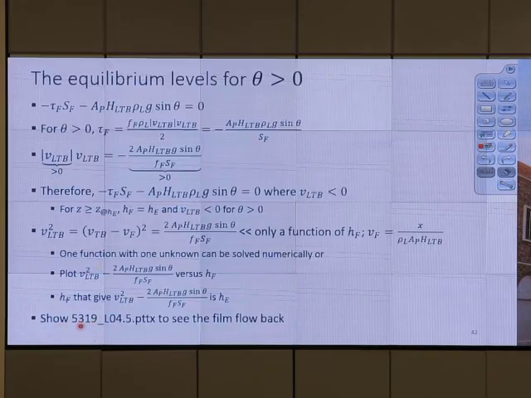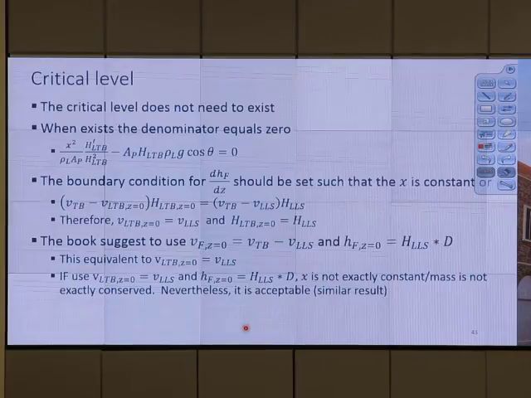So have you seen the film moving backward yet? Flow with the film moving backward in the lab. I don't show you any of that, but you have seen it in the lab already. And did we go through this? Liquid height does not need to exist. We may or may not have equilibrium liquid height. This one is critical level. Equilibrium liquid height, we may or may not have it either. And I will show you why.